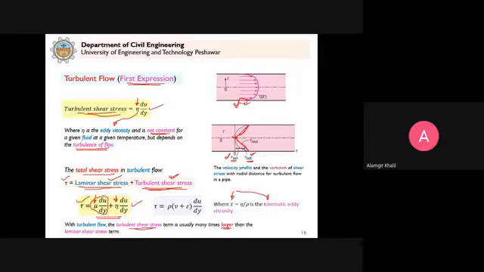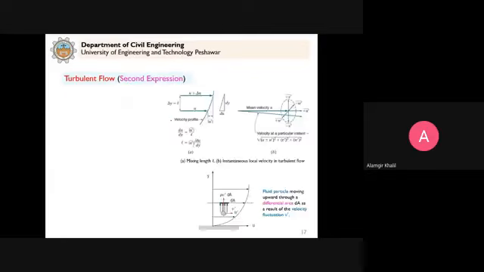So this is the first expression that we can use to determine the shear stress when the flow is turbulent. Also, we have a more commonly used second expression. Both are given in our textbook, and that's why we need to understand both of them.